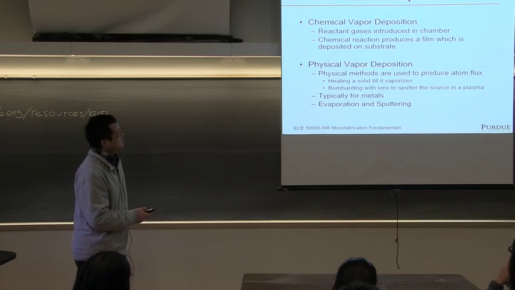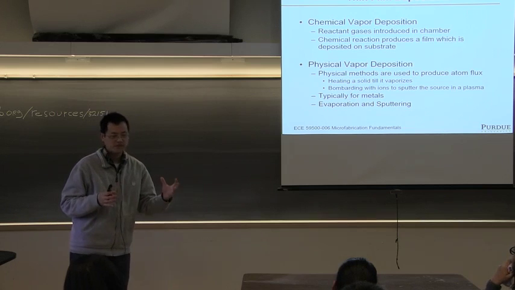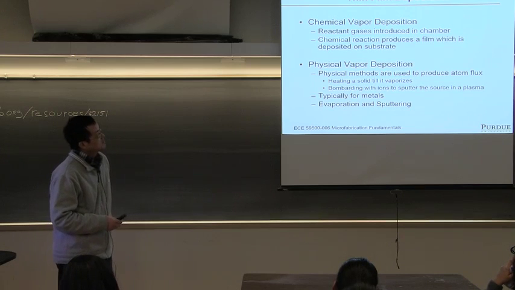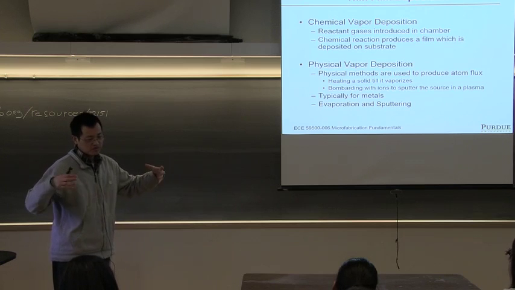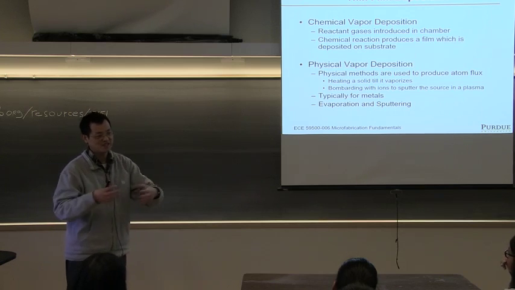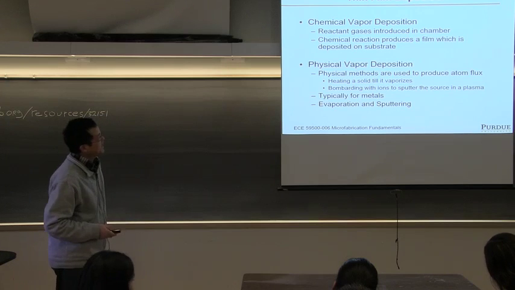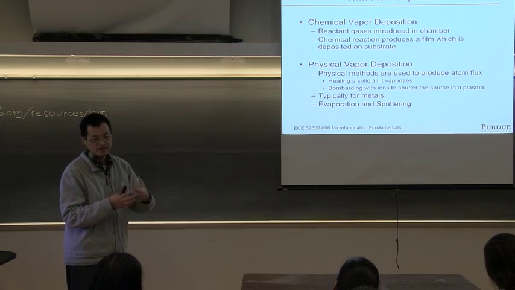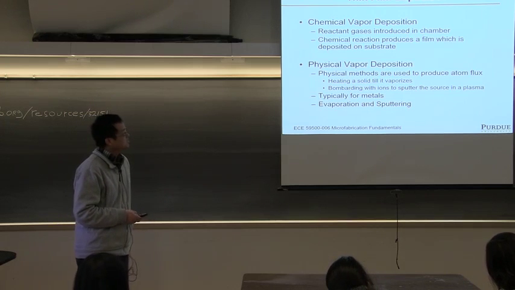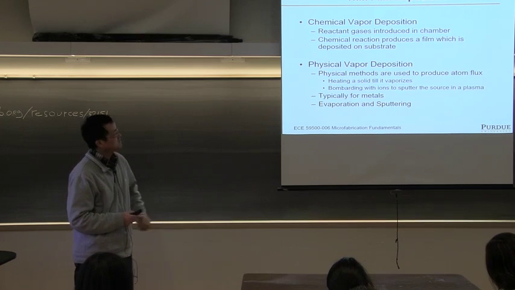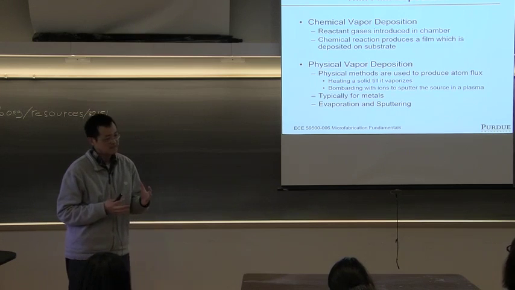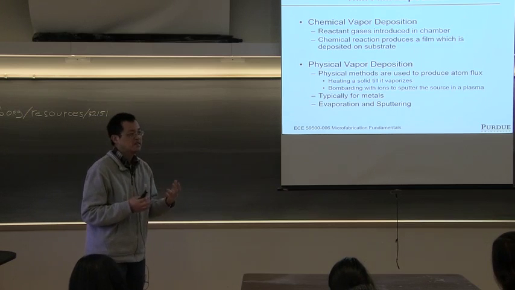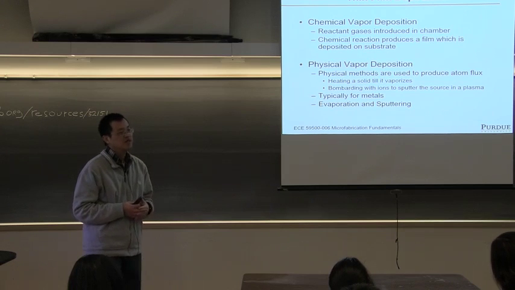So there are two general categories of deposition. One we call chemical vapor deposition. Basically, it's like cooking, where you have all the ingredients there, right? You introduce the reactant gases into a chamber, usually a vacuum chamber, and then a chemical reaction produces a film which is deposited on the substrate. The key thing is that there's a chemical reaction happening inside the chamber.